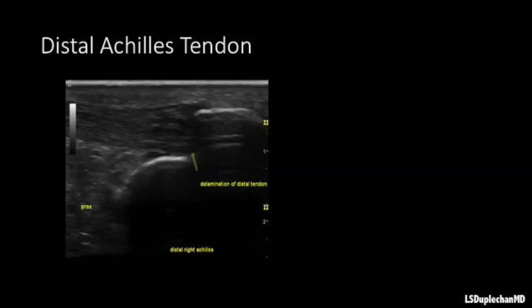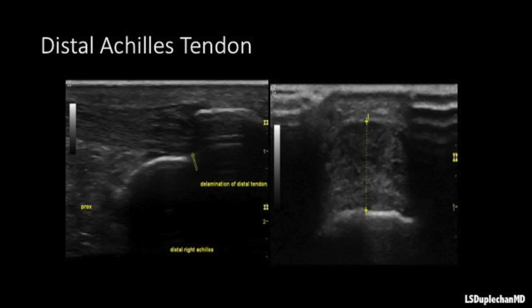Now for some pathology. From the left side of the screen is proximal along the distal Achilles tendon. You will notice some hypoechoic or dark areas where the tendon attaches to the bone. This is an area of delamination or tendon degeneration. You will also notice on the right side, in the short axis view, denoted by the arrows, some dark areas or hypoechogenic areas, which reveal areas of tendinopathy as well.